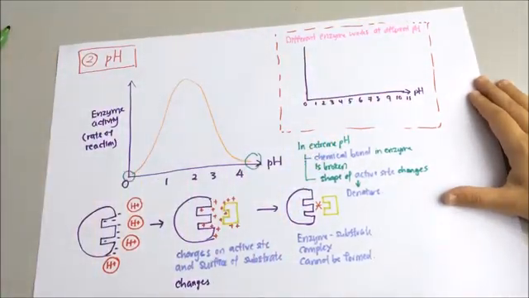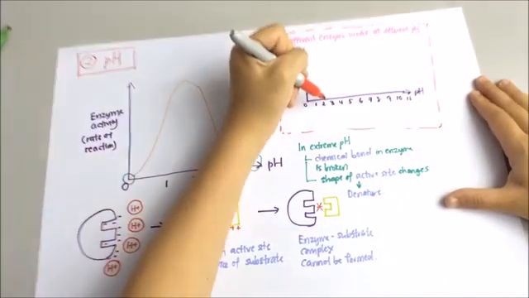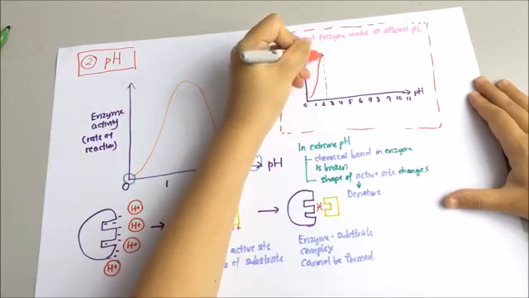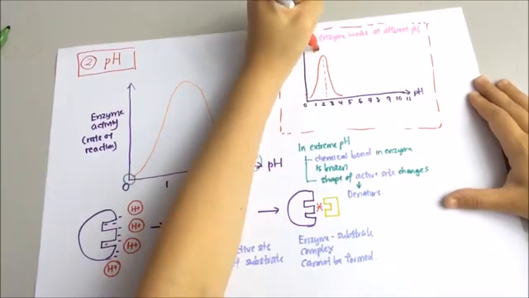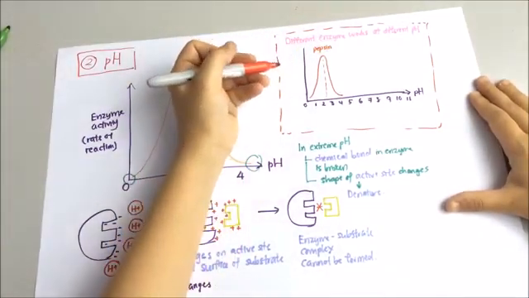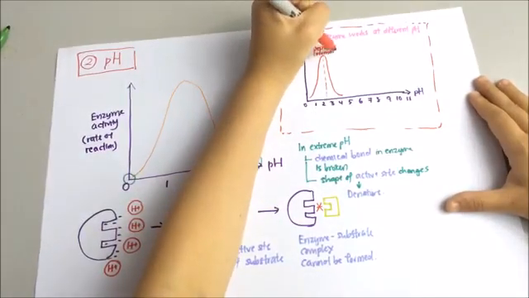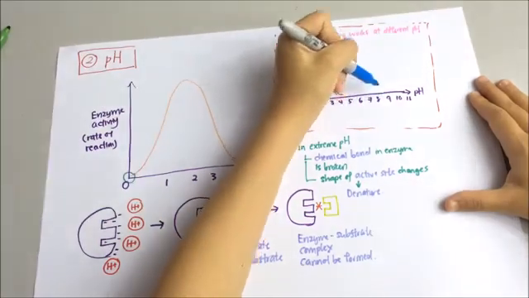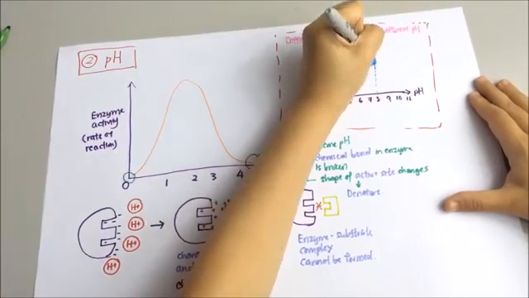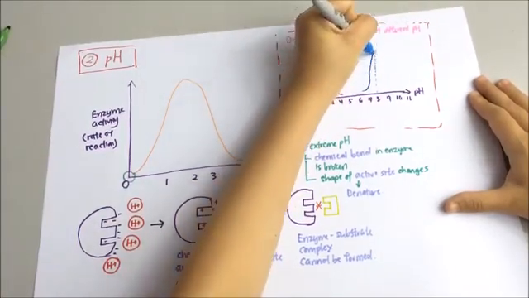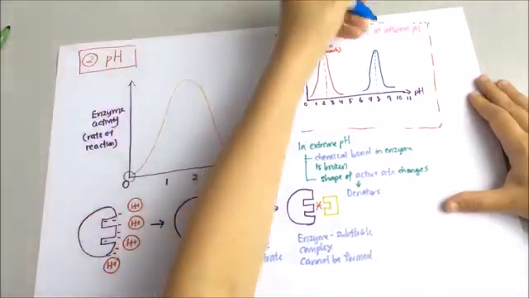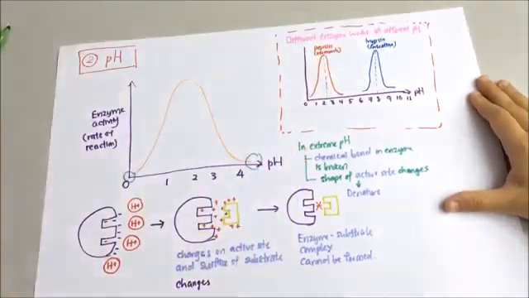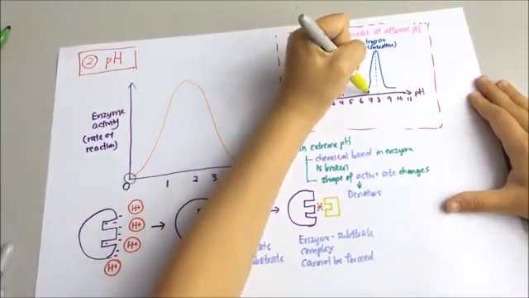For example, pepsin, which is the enzyme that breaks down your protein in your stomach, functions most effectively in an acidic medium at a pH of about 2. Trypsin, which is another enzyme that breaks down your protein in your duodenum, functions most effectively in an alkaline medium at about pH 8.